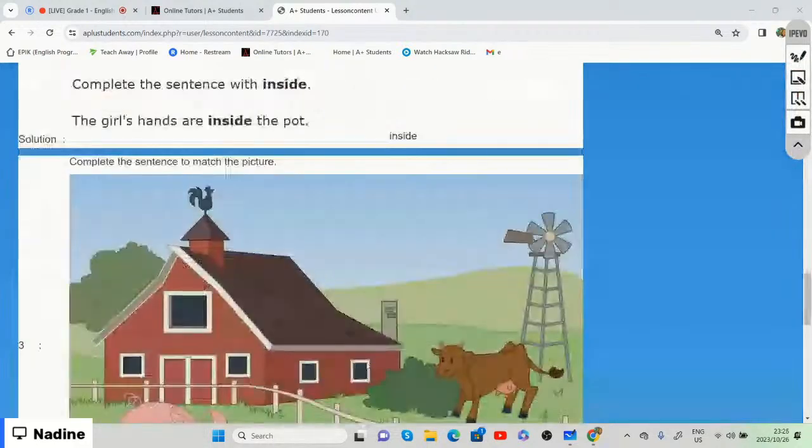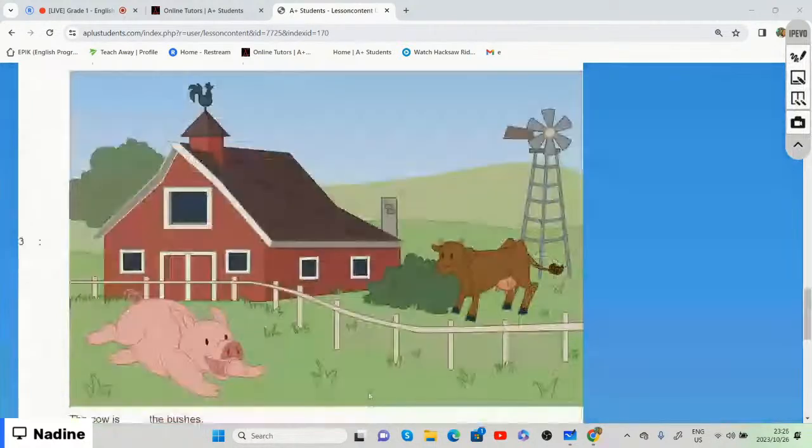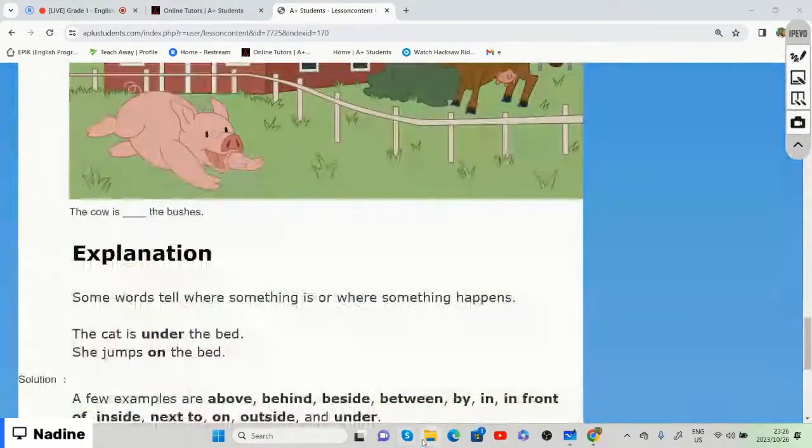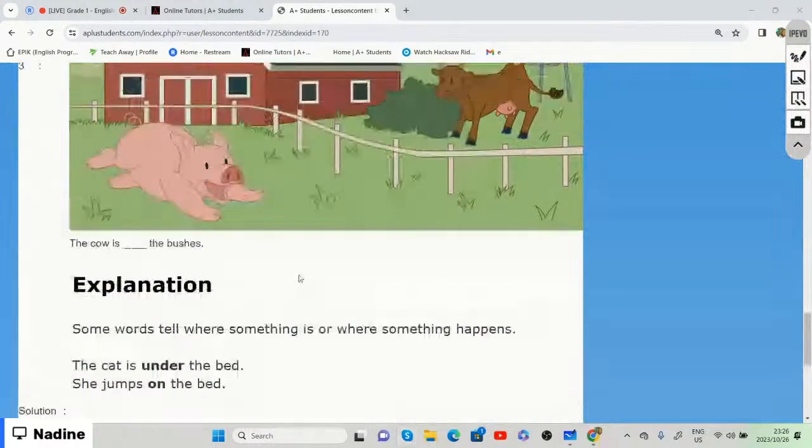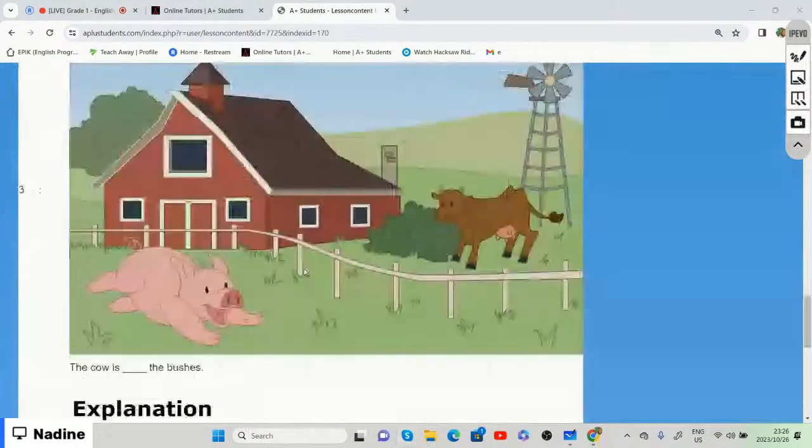We need to complete the sentence to match the picture. The cow is in the bushes. If we have the bushes over there, and here we have a cow, the bushes. Like I say, here's a bush.